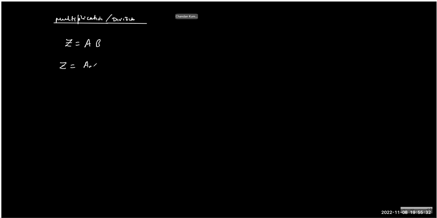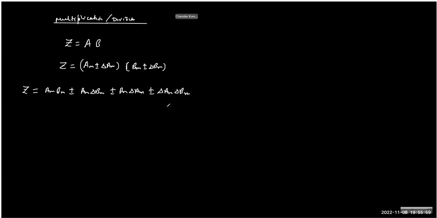If you try to write in detail, you can write AM plus minus delta AM times BM plus minus delta BM. This is lengthy, but you can keep on expanding: AM BM plus minus AM delta BM plus minus BM delta AM plus minus delta AM delta BM. So if you try to expand, you will get something really bad like this.